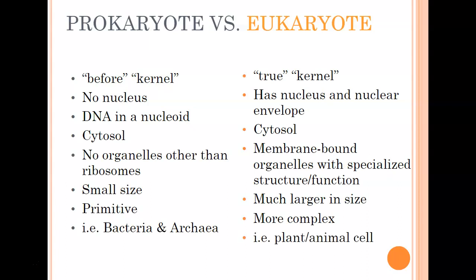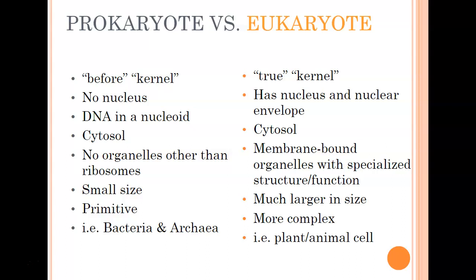So as I mentioned, prokaryote means before kernel or before a nucleus. They don't have one. DNA is in that nucleoid. They have a cytosol or cytoplasm, just like eukaryotic cells. They don't really have any other defined organelles inside of them besides ribosomes. They are usually small in size. They are considered primitive. Having a nucleus is considered more advanced. And that is the bacteria and archaea, which are like old bacteria.